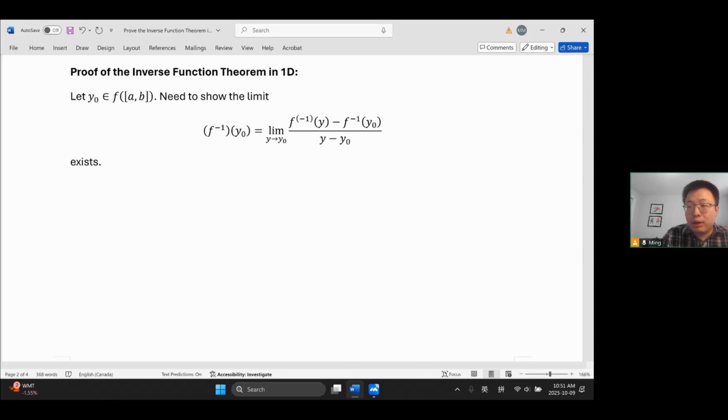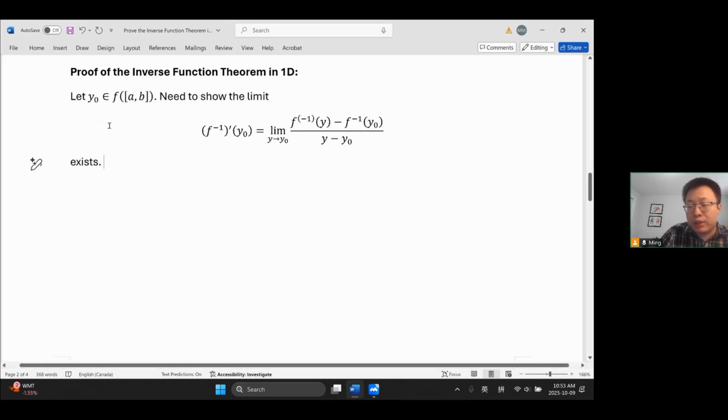As promised, the argument that we'll see in this proof is really the same as the proof we did yesterday, that is proving the natural log of y is differentiable and its derivative is 1 over y. So let's first start by picking an arbitrary point y0 in the range of f. We need to show that the limit f inverse prime evaluated at y0, which is the limit of (f inverse y minus f inverse y0) divided by (y minus y0) as y goes to y0, exists. So we want to show the derivative exists essentially.